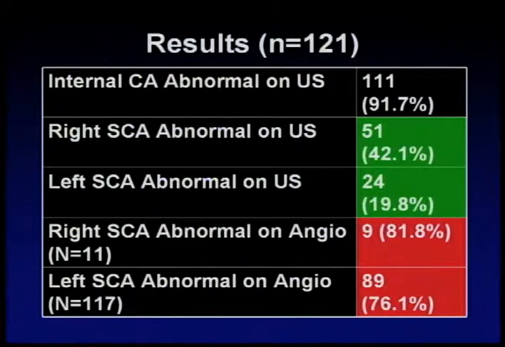On angio, or the gold standard, 81.8% of all 11 checked for right subclavian arteries had abnormalities. 76% of the 117 checked had left subclavian abnormalities. I highlighted the data to compare the ultrasound to the angio.